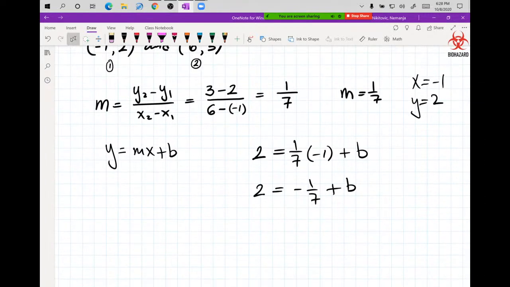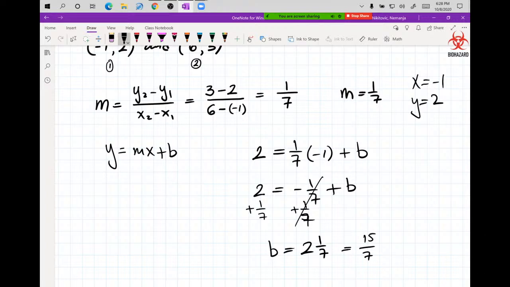And to get b, the basic idea from your chapter 2 is to add 1 over 7 to both sides. That cancels 1 over 7 here, and you have that your b is equal to, you can call it 2 and 1 over 7 if you want to, as a mixed number. Some of you did ask about that at the first day, so here it is. Or you can write 15 over 7, right? 2 times 7 is 14 plus 1 is 15.